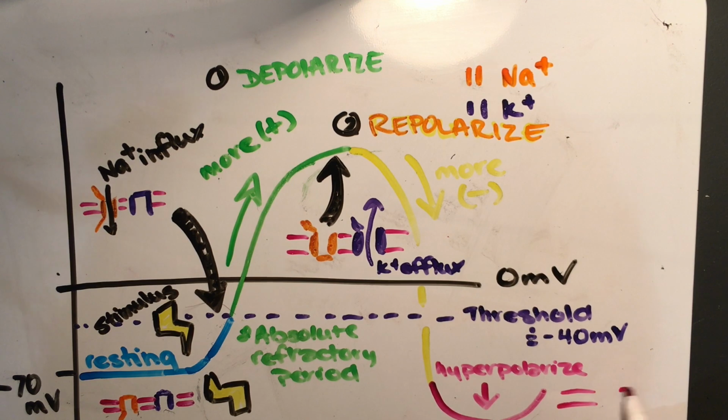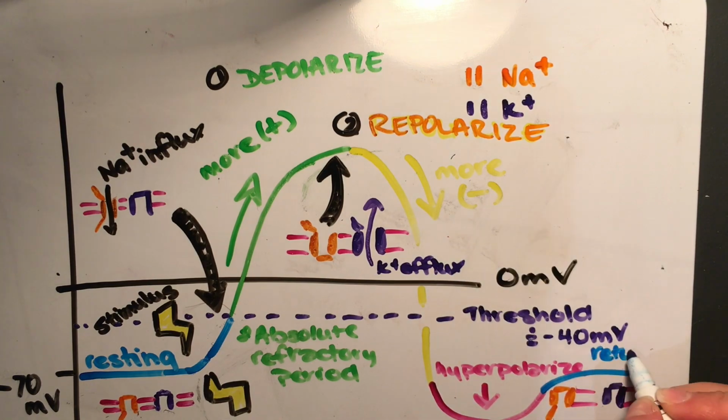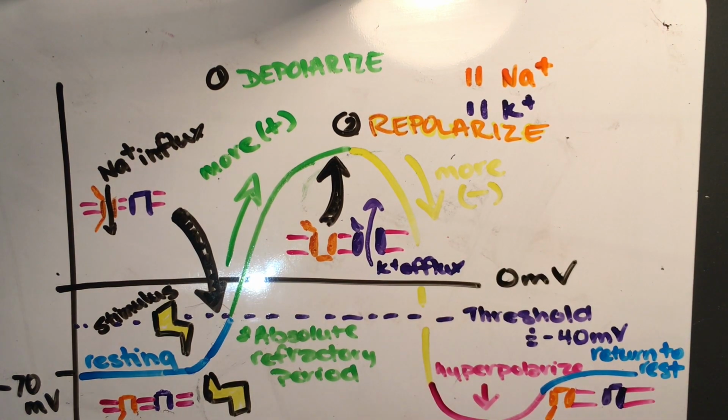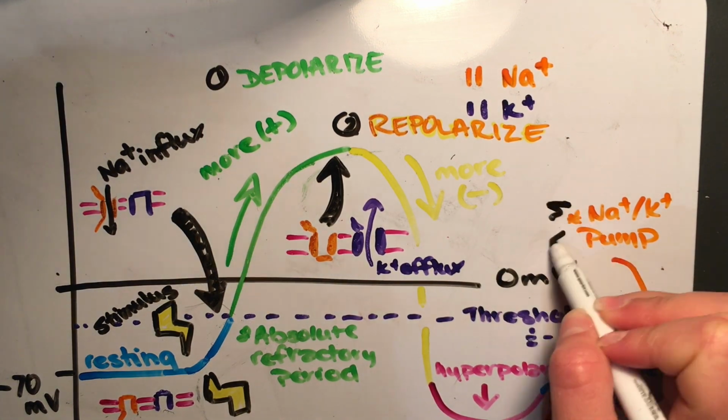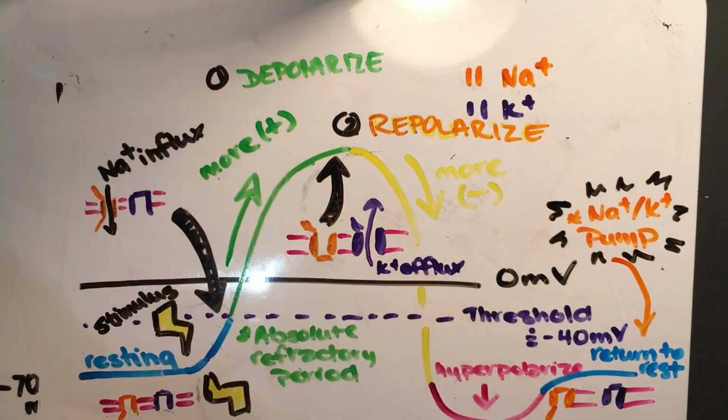After hyperpolarization, the sodium and potassium channels are once again closed. To restore the resting potential, the sodium-potassium pump kicks in and pumps sodium out of the neuron and potassium in to come back down to negative 70 millivolts.